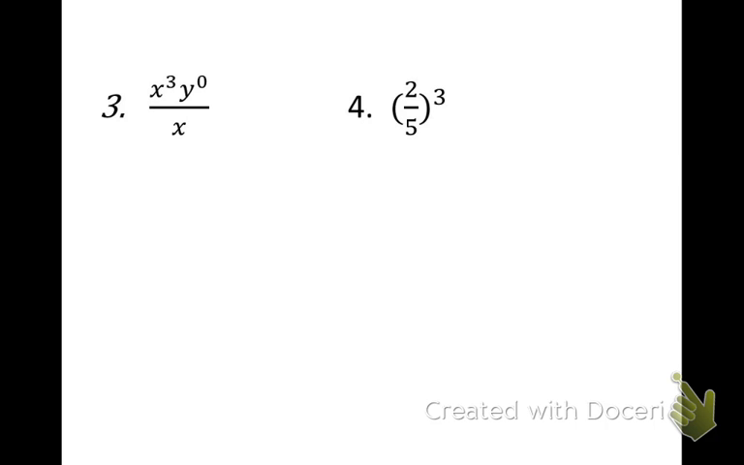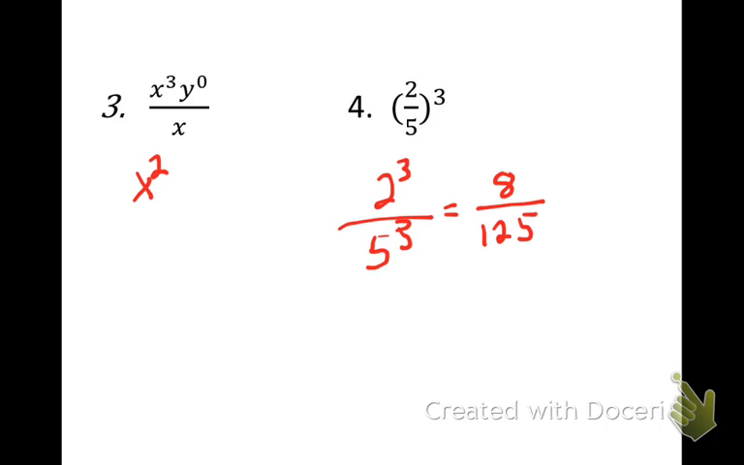Okay, and this one, again, x to the third divided by x to the first would be x to the second. Y to the 0 is equal to 1, so x to the second times 1 is just x to the second. Here we're using the idea of making sure each one is to the third power. So this is really 2 to the third over 5 to the third, and then you need to do the math. I'm in trouble writing my 3's today. 2 to the third, 2 times 2 is 4, times 2 is 8. 5 to the third, 5 times 5 is 25, times 5 would be 125. So that's what we would write for that one.